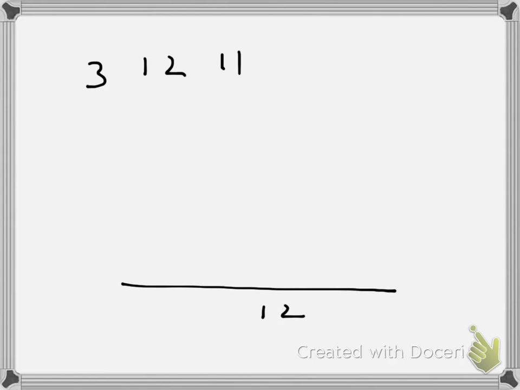For our next one, we have 3, 12, and 11. If this is 12, 11 could go all the way over here, and 3 would actually make it stand up. So, therefore, the last one is going to be a triangle.